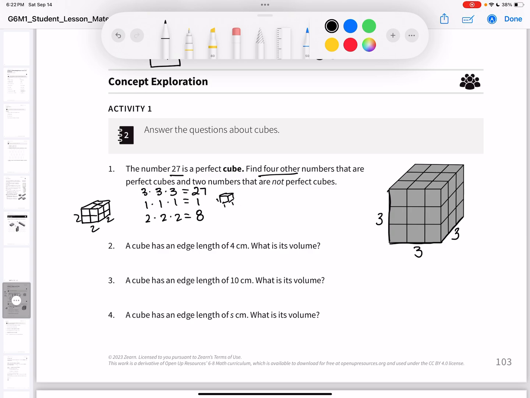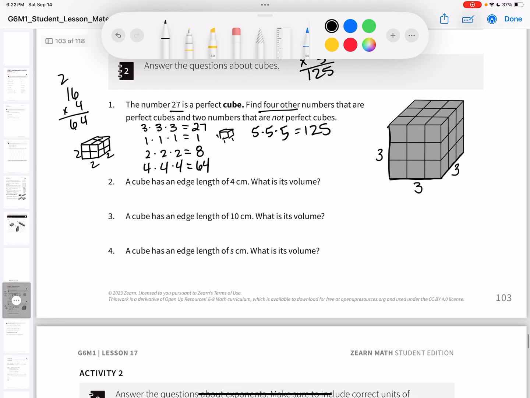We've already done 3. Let's do 4. 4 times 4 times 4. Do you see the pattern there? So 4 times 4 is 16. 16 times 4. 4 times 6 is 24. Carry the 2, 64. So 64 is a perfect cube. Let's do one more. 5 times 5 times 5. 5 times 5 is 25. 25 times 5 is 125. So then 125 is a perfect cube.